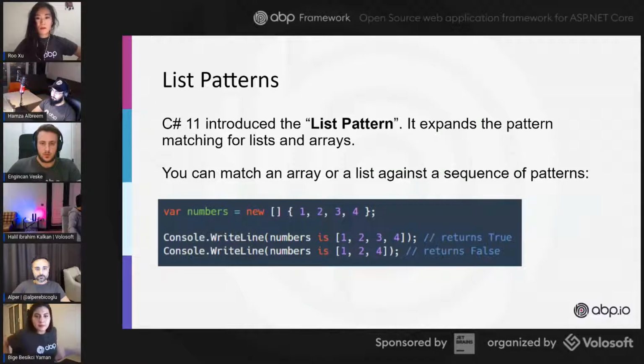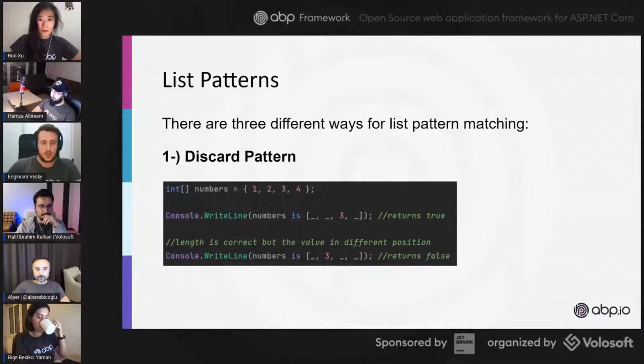List patterns are also one of the good features. They expand the pattern matching for lists and arrays. We can use it to match an array or a list against a sequence of values. And there are three different ways for list pattern matching. The first one is the discard pattern. If we know the length of the array or list, we can make a match to see if the related number or value is in the same position. It is good for that kind of scenario.